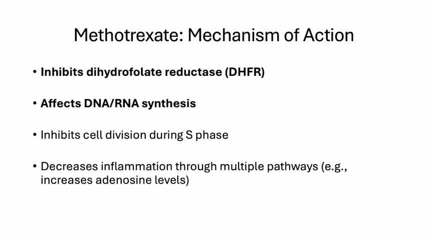The primary mechanism of action for methotrexate is the inhibition of dihydrofolate reductase, or DHFR. This enzyme is responsible for converting dihydrofolate to tetrahydrofolate, which is necessary for the synthesis of DNA and RNA components. By inhibiting DHFR, methotrexate affects DNA and RNA synthesis, resulting in the inhibition of cell division. It's important to note that methotrexate doesn't just affect cell proliferation. It also decreases inflammation through multiple pathways, including increasing local tissue concentrations of the anti-inflammatory mediator adenosine.